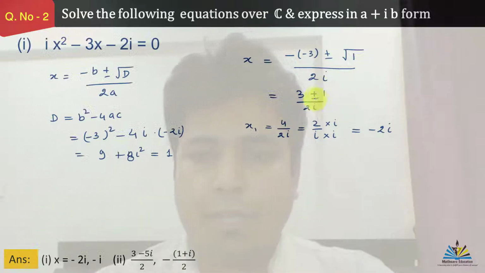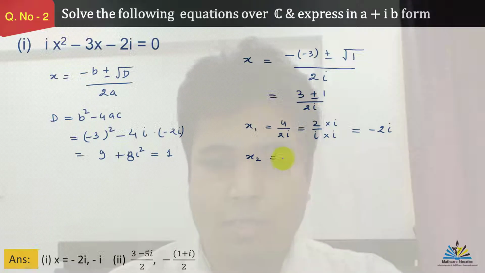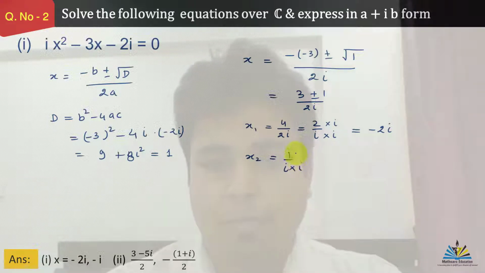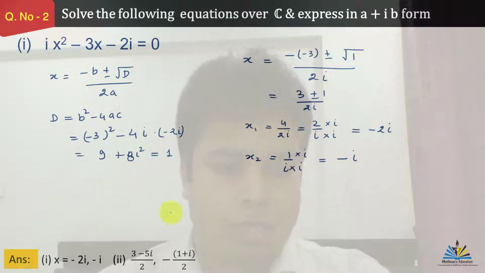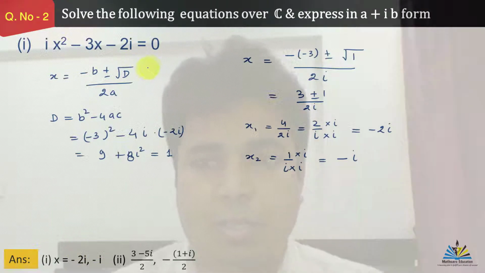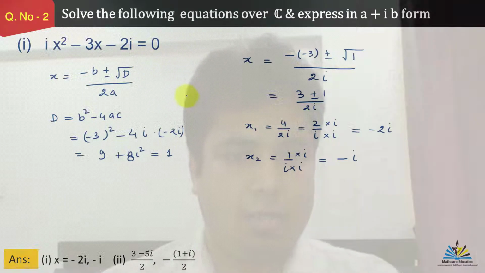Now if we take minus sign here, then we will get another root x2, that is equal to 3 minus 1, that is 2 upon 2i, that is 1 upon i, and if we multiply both by i, then we will get minus i. So minus 2i and minus i are the roots of this equation.